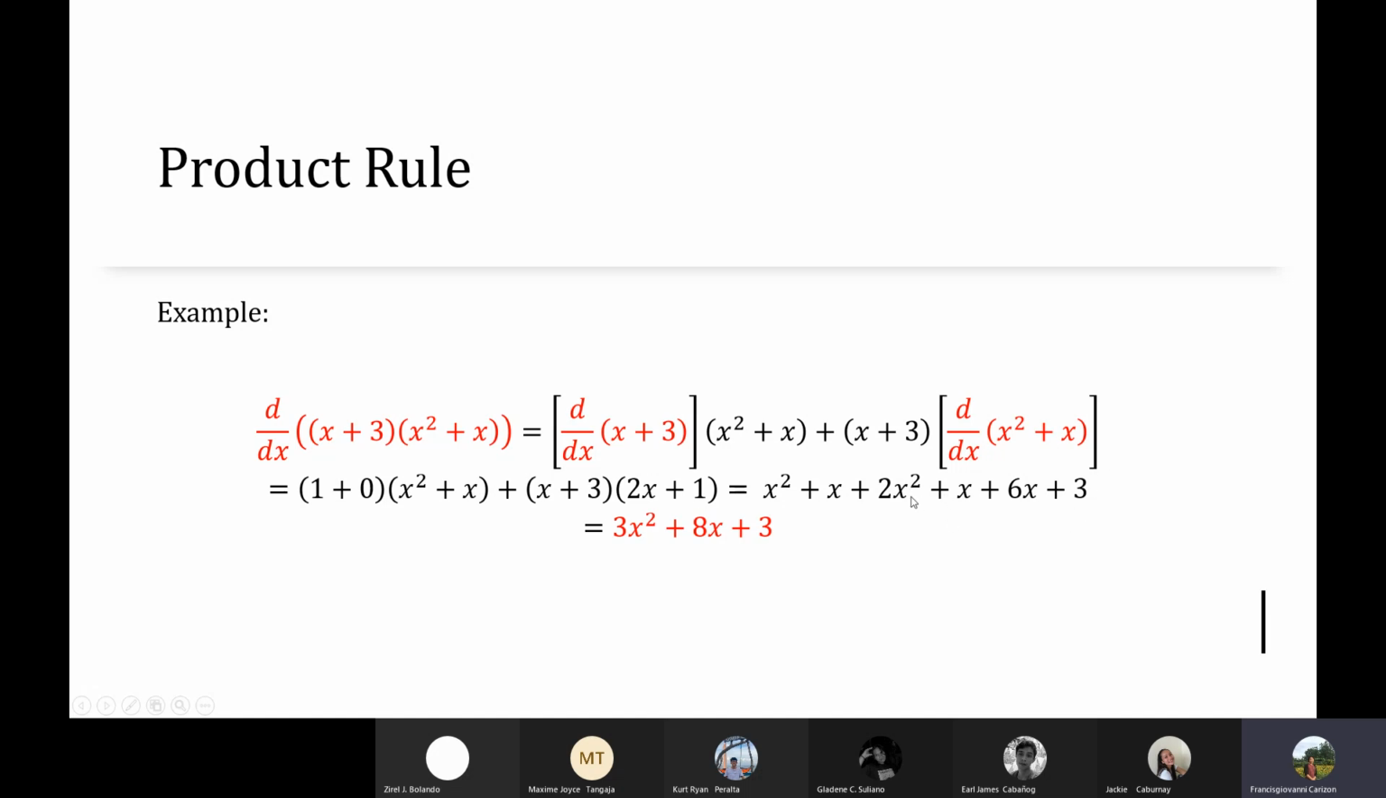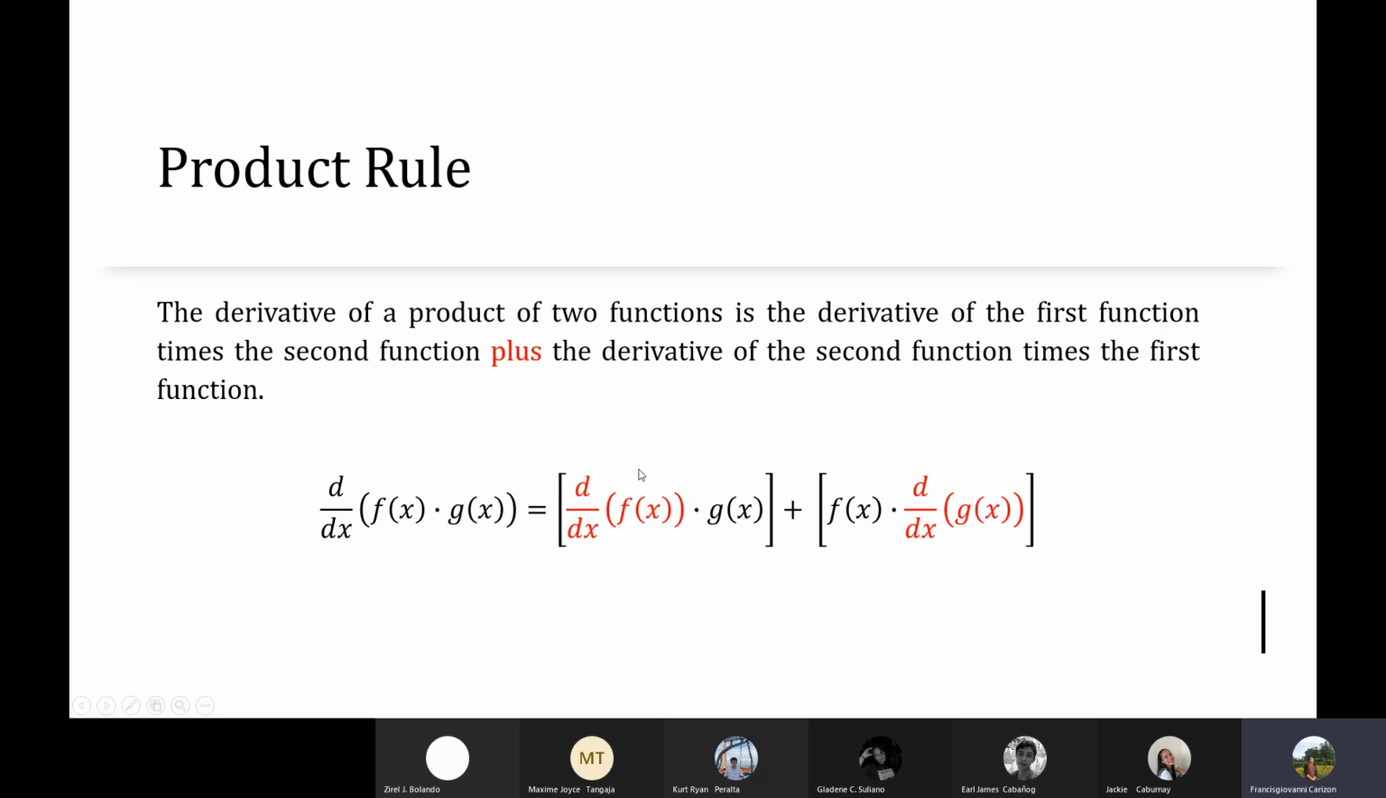Then combine like terms: x squared plus 2x squared is 3x squared. Then 6x plus x is 8x. Then the constant 3. So that's the answer.